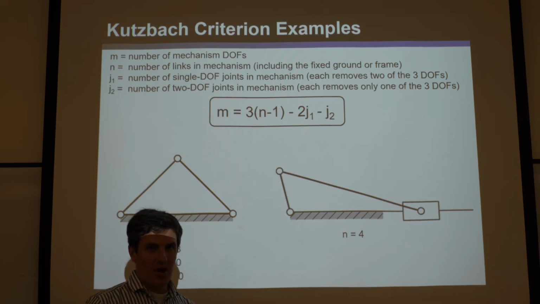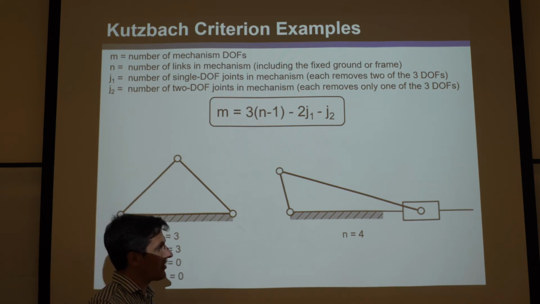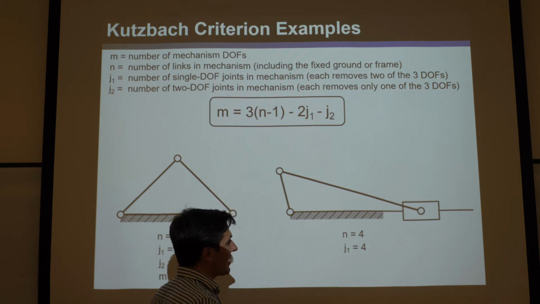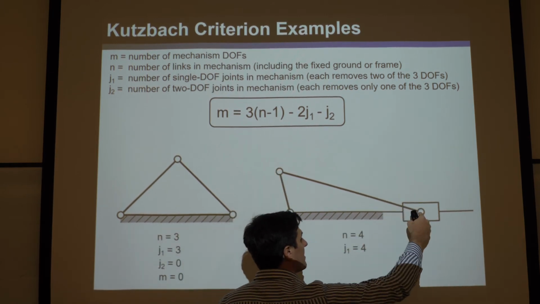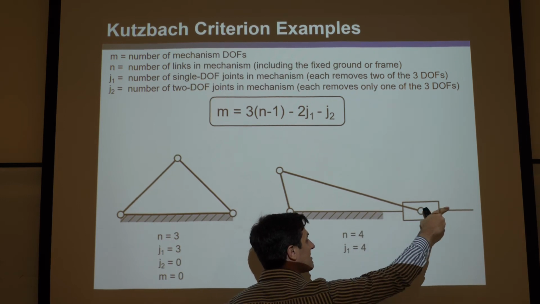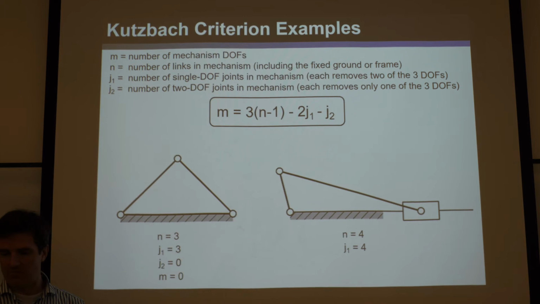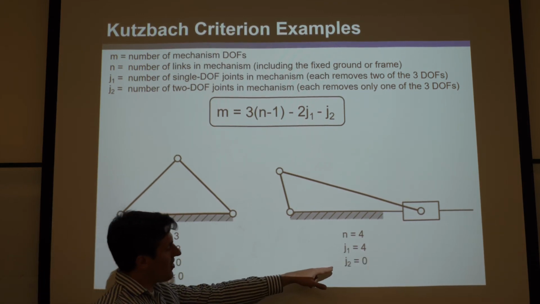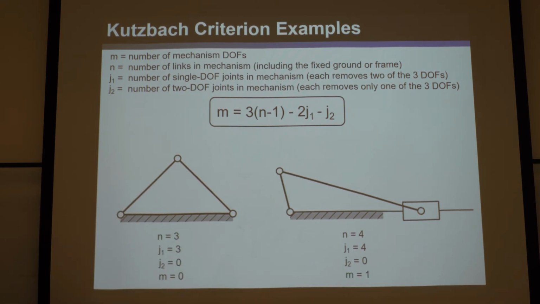So remember, J1 has nothing to do with lower or higher pairs. That's a completely different concept, okay? J1 has everything to do with degrees of freedom. Okay, so J1, there's 4 of them. There's one of these, one of these, one of these, so that's 3 revolute joints and 1 slider prism joint, and that's 4 joints with 1 degree of freedom. Okay, J2 joints, how many of those are there? There are 0. There's none. Okay, so you plug that in the equation and you will find an M mobility of 1.